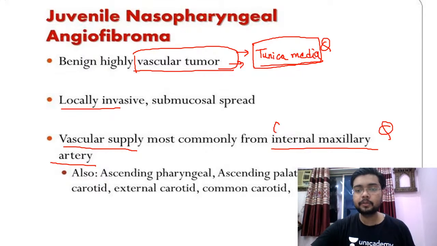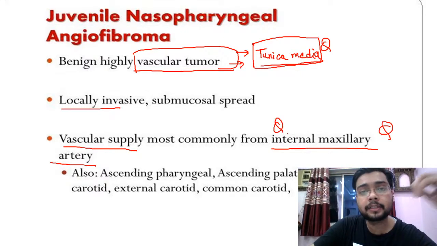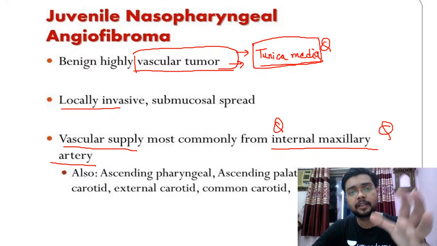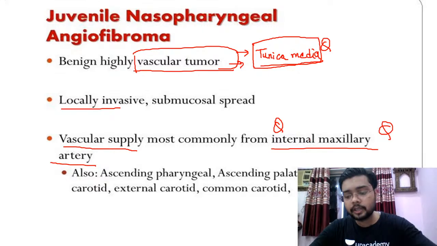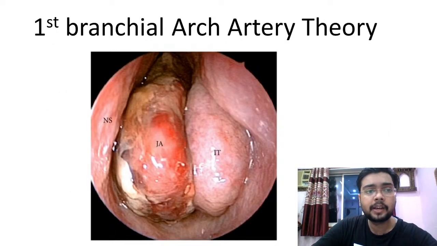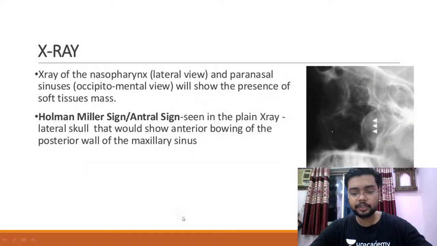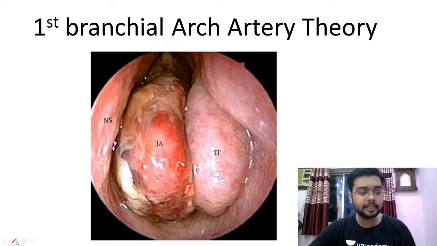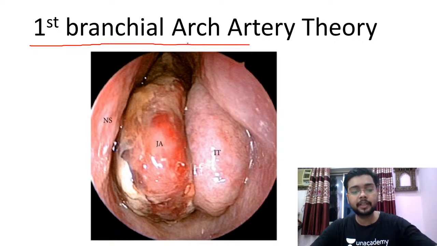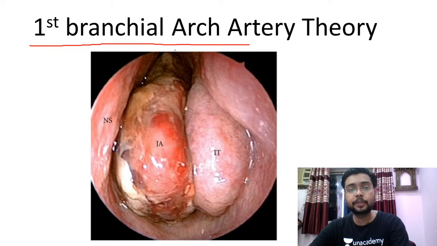So you need to know, as the examiner might ask, what is the most common or dominant vascular supply of JNA. It's the internal maxillary artery. Now coming to how they arise. Recent theories propose that they are first branchial arch artery remnants. These first branchial arch artery remnants stay there and form this tumor, right?